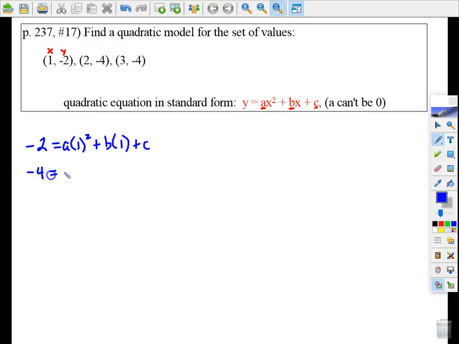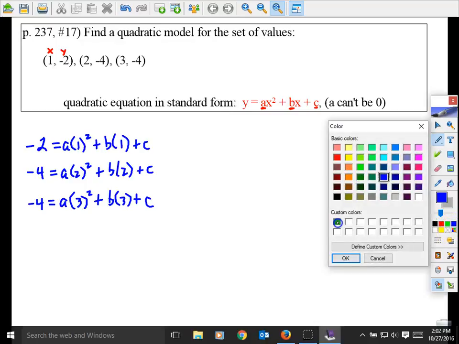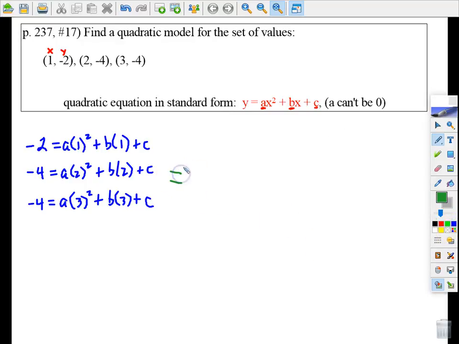Okay, do the same thing with the next ordered pair. y is -4 and x is 2, so a times 2 squared plus b times 2 plus c. And then one more time, y is -4 equals a times, this time x is 3 squared, plus b times 3 plus c. Okay, so you can see this is literally substituting in for x and y, and I just want to show you what that substitution looks like.